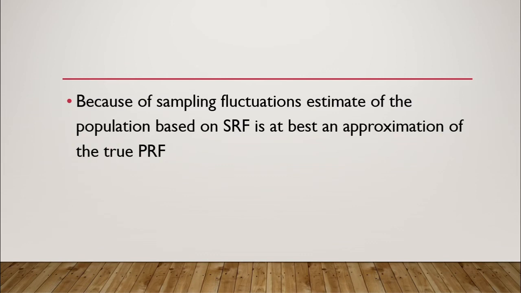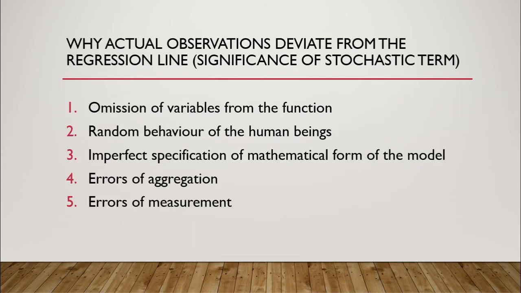Because of sampling fluctuations, the estimate of the population based on the sample regression function is at best an approximation of the true population regression function. So whenever we try to estimate a population regression function on the basis of a sample regression function, there may be sampling fluctuations, and as a result the estimate will be at best an approximation of the true population regression function.